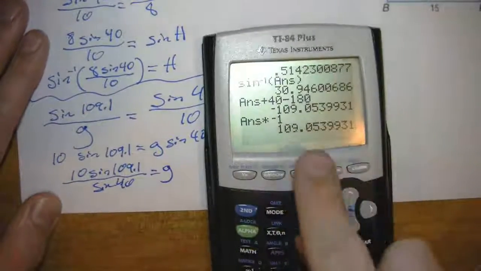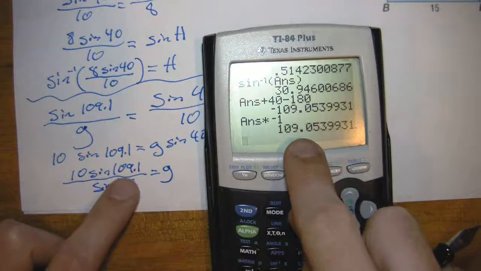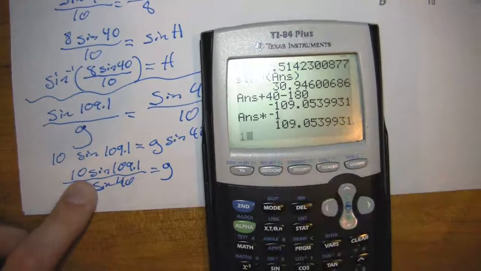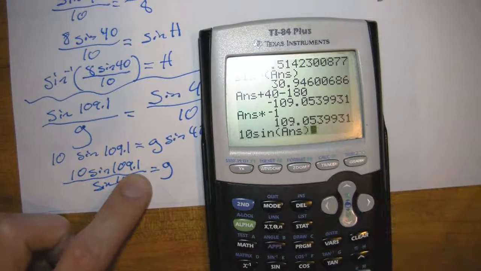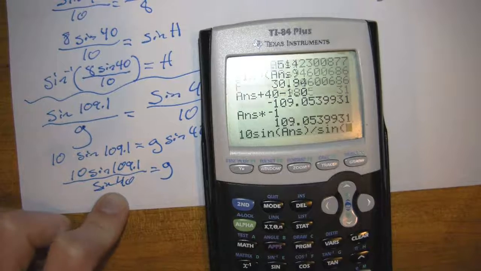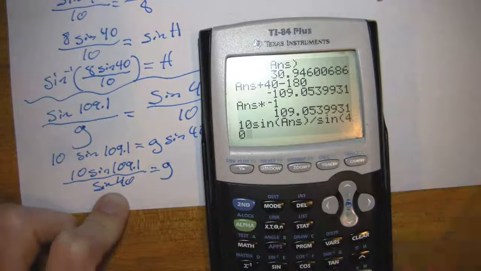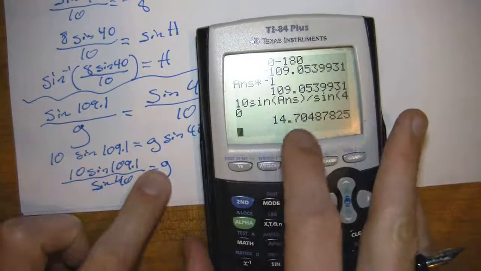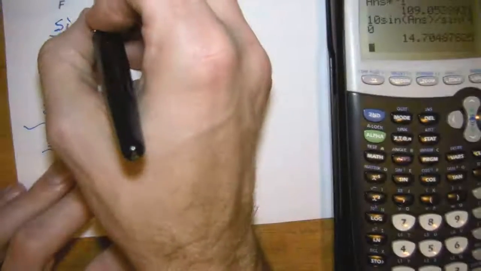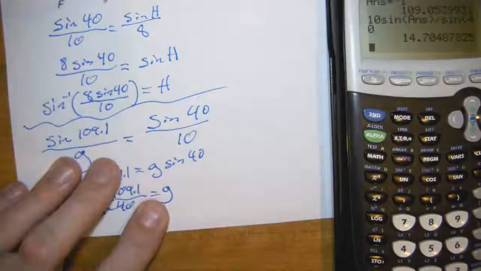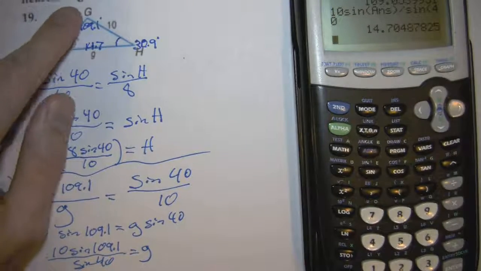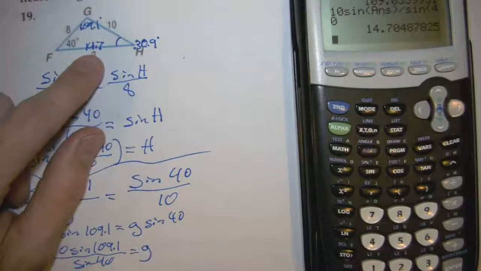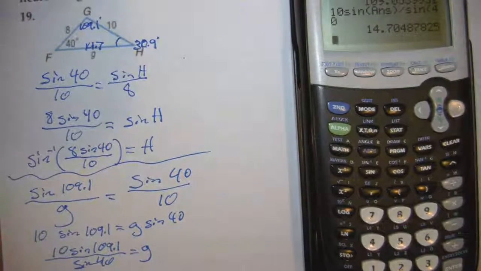Now, let's go back. Remember, we said this is ultimately what that 109.1 is. So I'm going to do 10 sine of my answer, so that 109, close parentheses, divided by sine 40. What this is going to do, folks, is give me a nice exact answer, or at least as close to exact as we can be. So that tells me that g is roughly 14.7. And that's going to give me as close of an answer as I can get and still be accurate. So we've got G for 109.1, G for 14.7, and then H for 30.9.